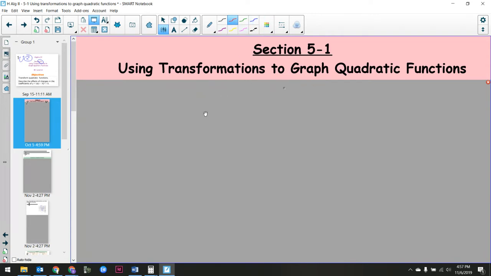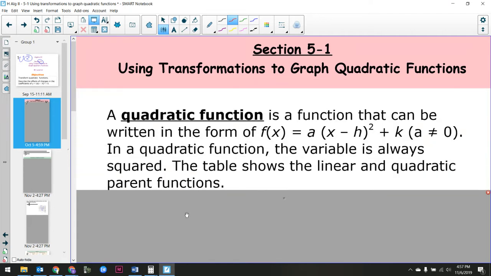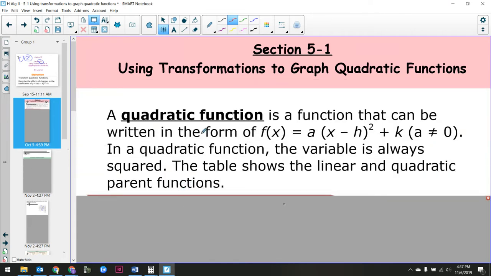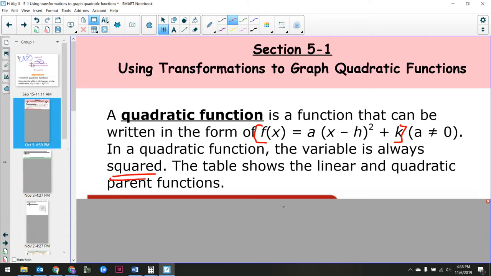All right, section 5.1, using transformations to graph quadratic functions. So what the heck is a quadratic function? Well, a quadratic function is a function that can be written in the form f of x equals a times (x minus h) squared plus k. That is a very important formula, actually. That has a special name too. I think we'll talk about that a little later on. In a quadratic function, the variable is always squared. I think I talked about that at the beginning. See, look, there it is, x squared. The table shows the linear and quadratic parent functions.